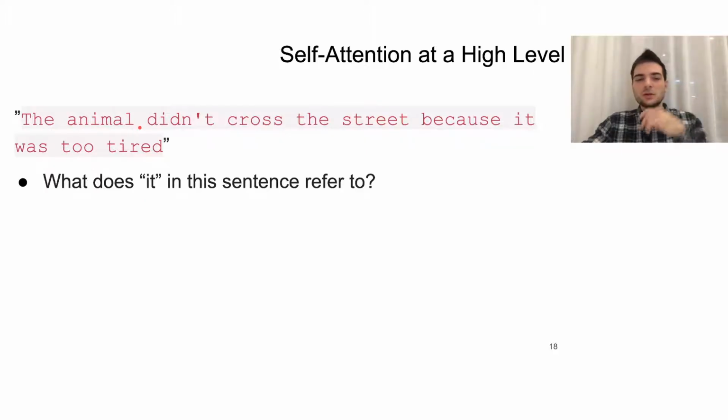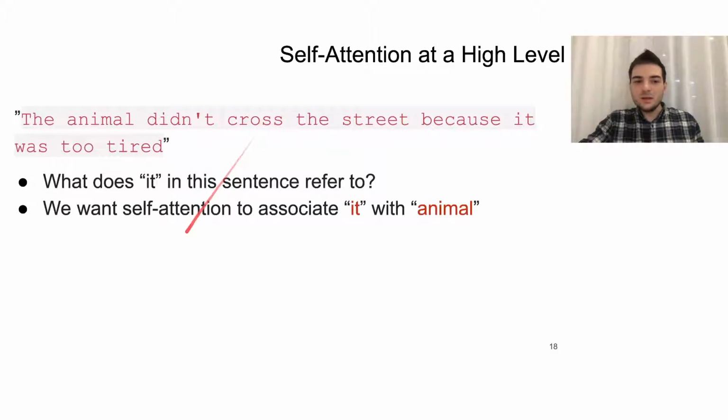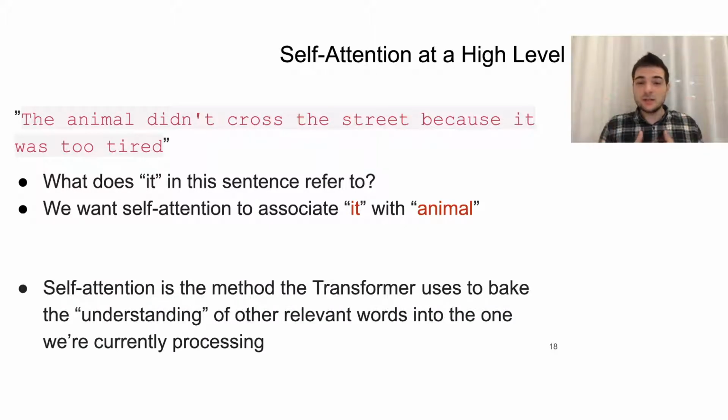For example, here are several questions. What does "it" in this sentence refer to? Does it refer to the street, to the animal, to cross, to what? What if we ask the self-attention mechanism this question and try to use it? At a high level, self-attention is just the attention mechanism applied from the sentence to itself. It is actually one of the core methods of the transformer architecture.